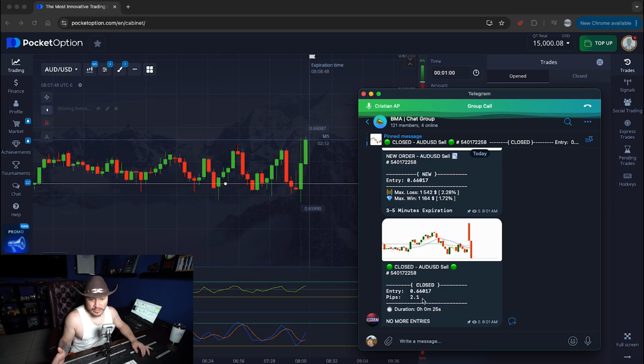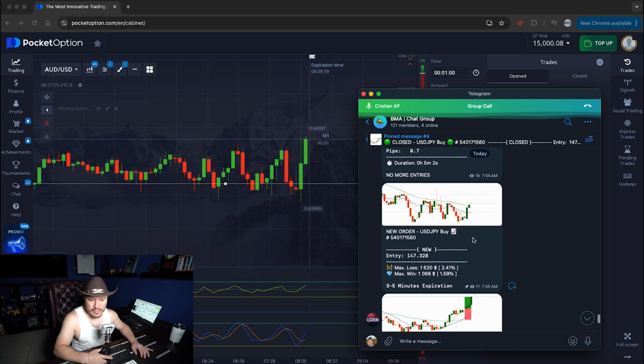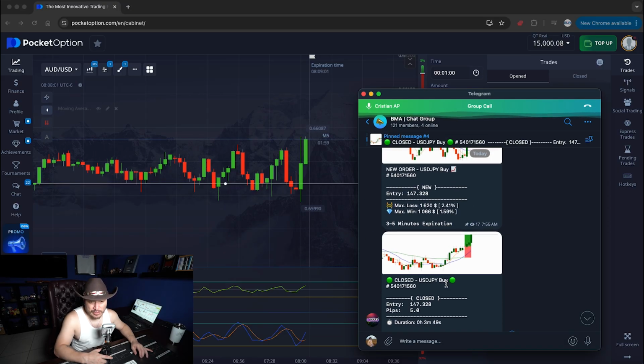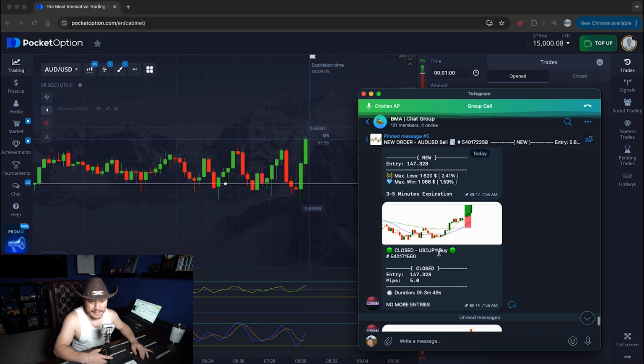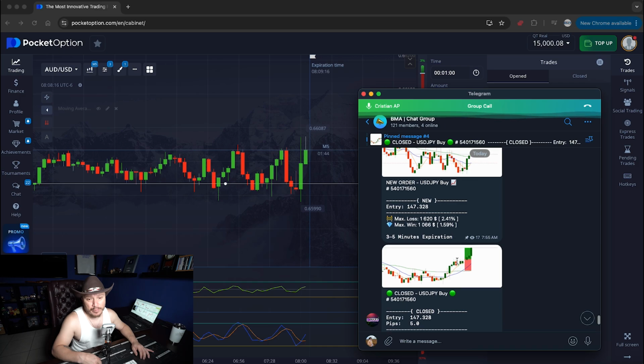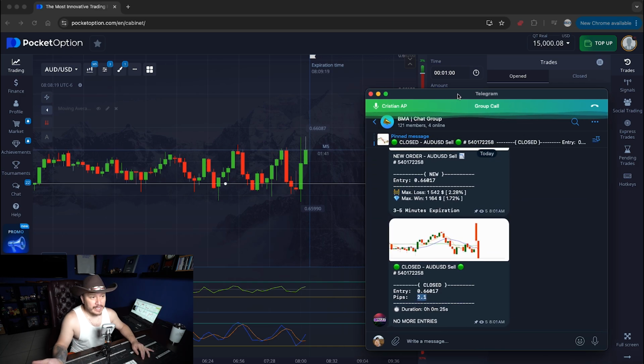This time it was a winner, and it shows what was the entry. Again, it's the exact same one right here, and how many pips it actually went into the correct direction. Like I said, this one doesn't really work much because of the news, but take a look at this one right here, USD JPY, and it says 5 points. The trade actually took 3 minutes, 49 seconds. Most of those trades actually take 5 minutes because that's the way I programmed it. That's exactly how it works.